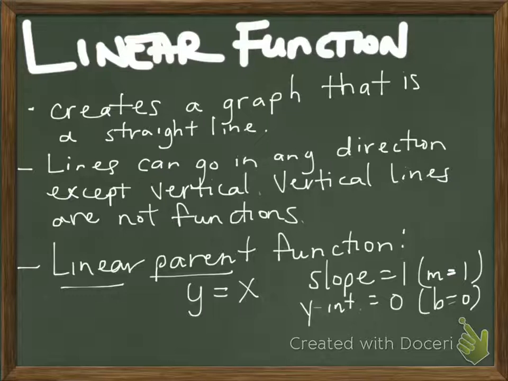So this graph goes from left to right. Okay, so from left to right, it goes upward, so it looks kind of like that. And the graph goes to the origin. The y-intercept of 0 means it goes through the origin.